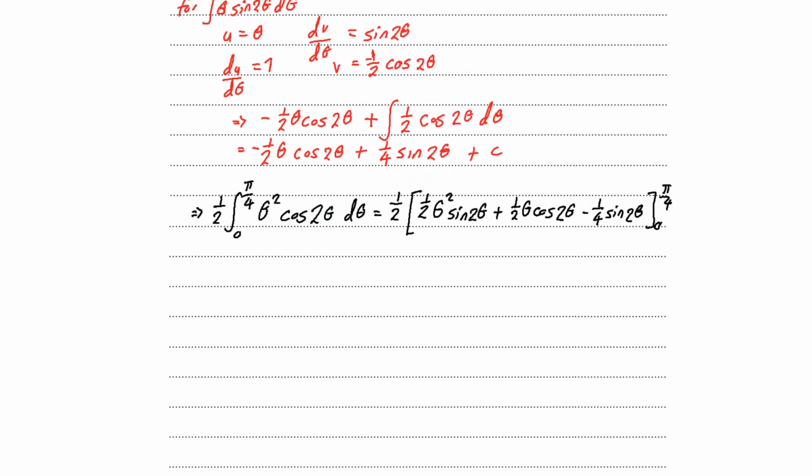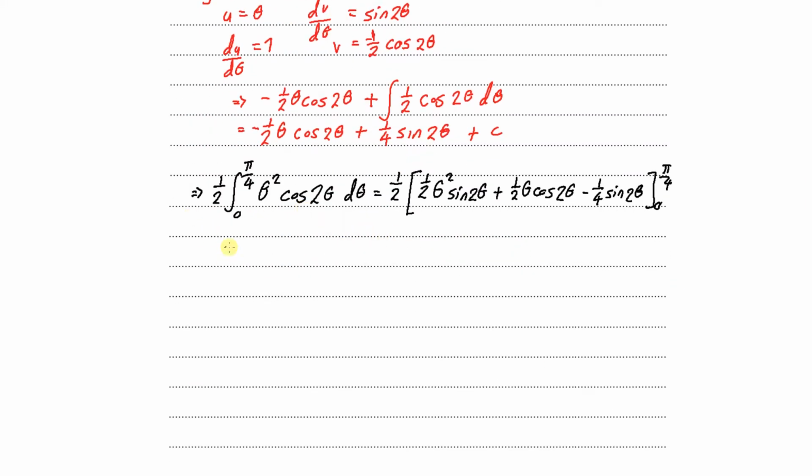So now we are going to get, putting the half inside, a quarter of theta squared sine 2 theta plus a quarter theta cos 2 theta, and that's minus an eighth of sine 2 theta here, and pi over 4 and 0 the limits.